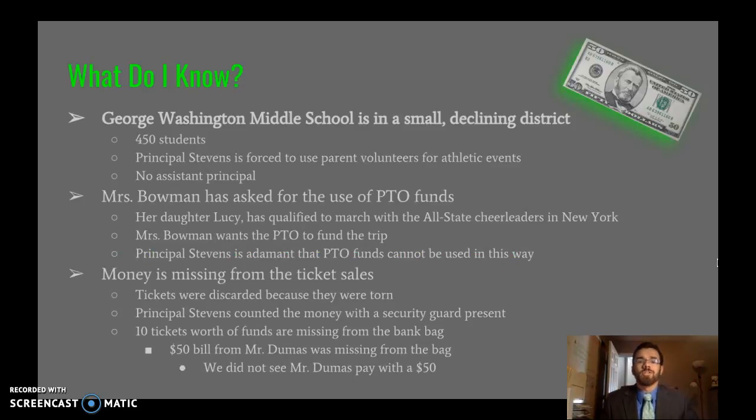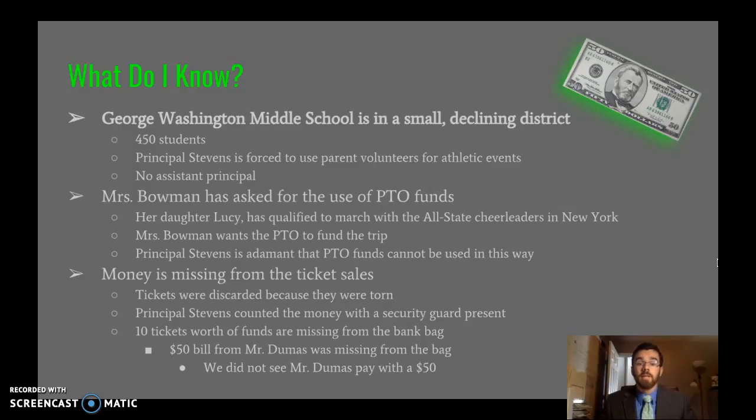Number one, George Washington Middle School is in a small, declining district. It seems like people are moving into the suburbs, and the only people that are left are the ones without money. This middle school has about 450 students, which is pretty small for a middle school. Principal Stevens is forced to use parent volunteers for athletic events. He does not have an assistant principal, so he is doing a lot of it himself, and he's using the PTO to help with parent volunteers. Like I said, no assistant principal.